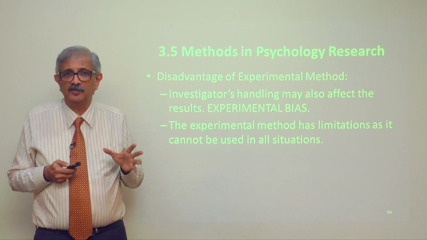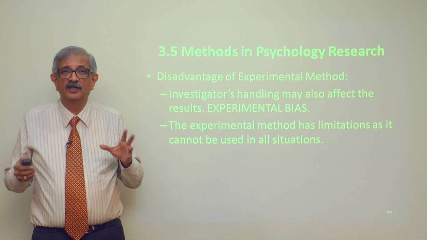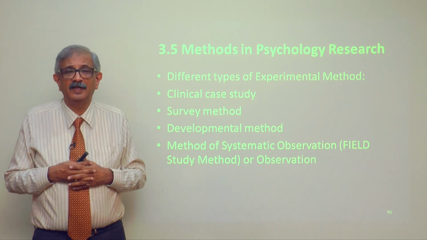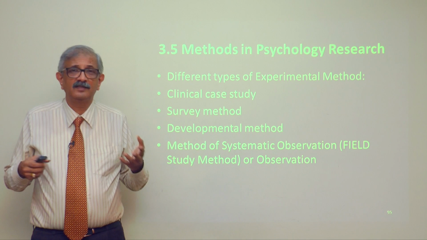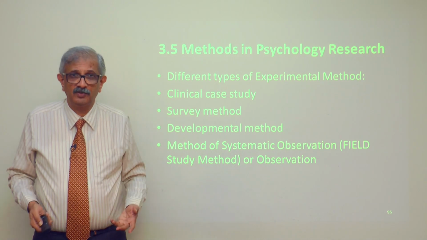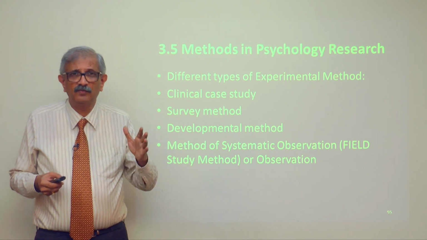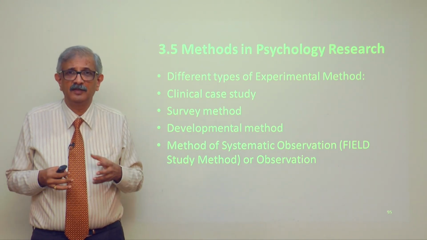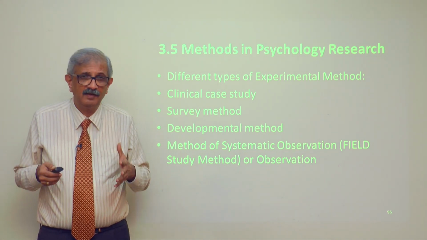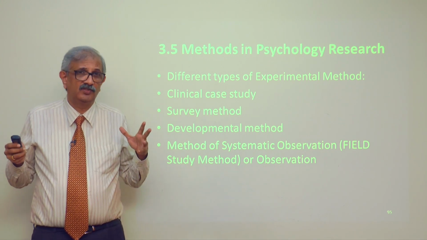So what we have understood is the experimental method under psychology research, along with motivation research and segmentation research that we have studied. So this is another such area, the experimental method. Different types of experimental method exist, which were also listed on that slide: clinical case study, survey method, developmental method, method of systematic observation, field study method, or an observation method. Not that we will be covering all of them. We have covered clinical studies. The survey method we have understood. The developmental method we have studied recently. So different types of experimental method are there to help you study the psychological aspects. With this, we are completing the complete research process, consumer research.